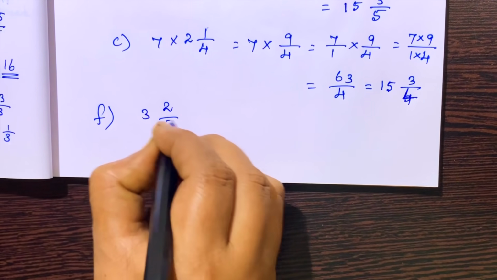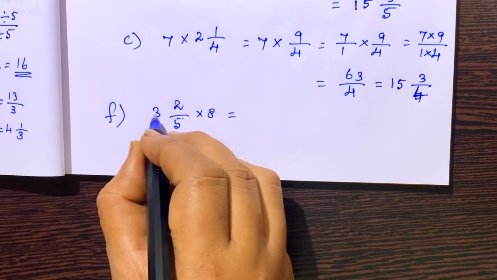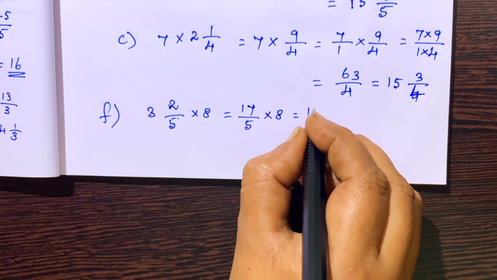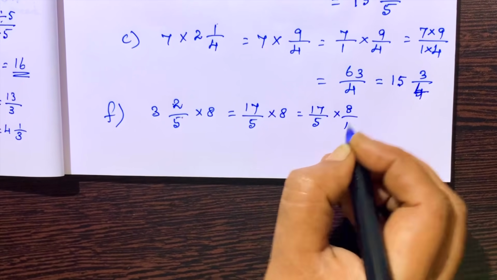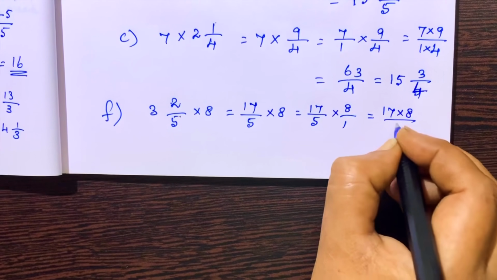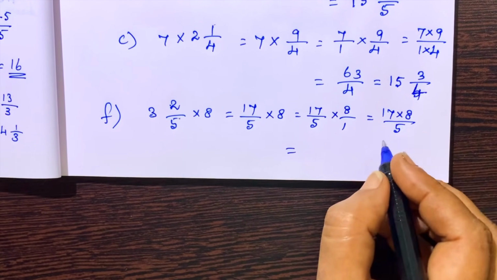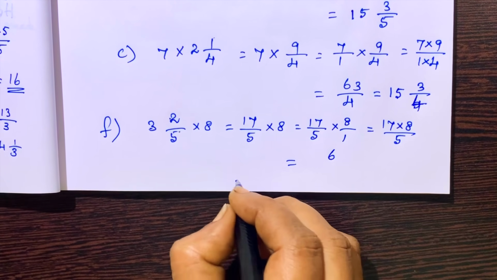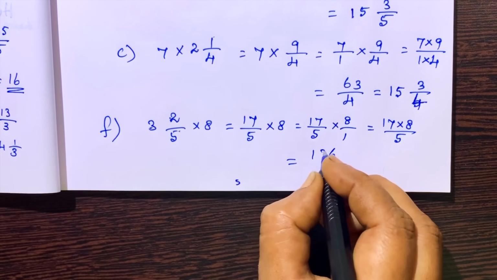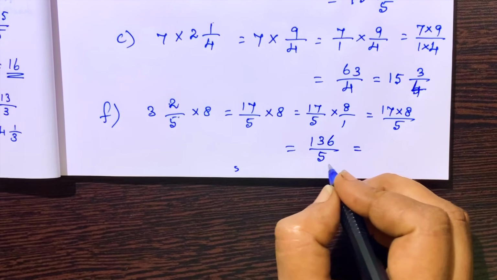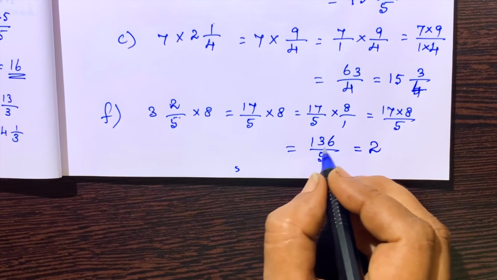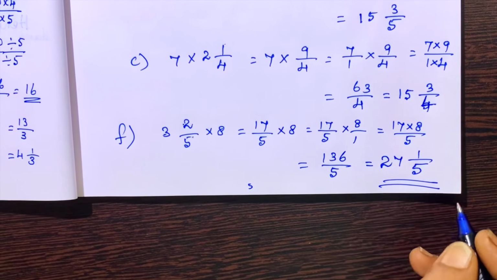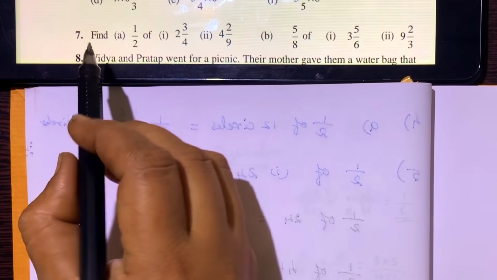3 2 by 5 into 8 is equal to (15 plus 2) is 17 by 5 into 8, which is equal to 17 by 5 into 8 by 1, which is equal to 17 into 8 by 5, which is equal to 17 8s means 136. Then, 5 goes 27 times, remaining 1, so 27 1 by 5. So, mixed fraction, converting mixed fraction you know very well.